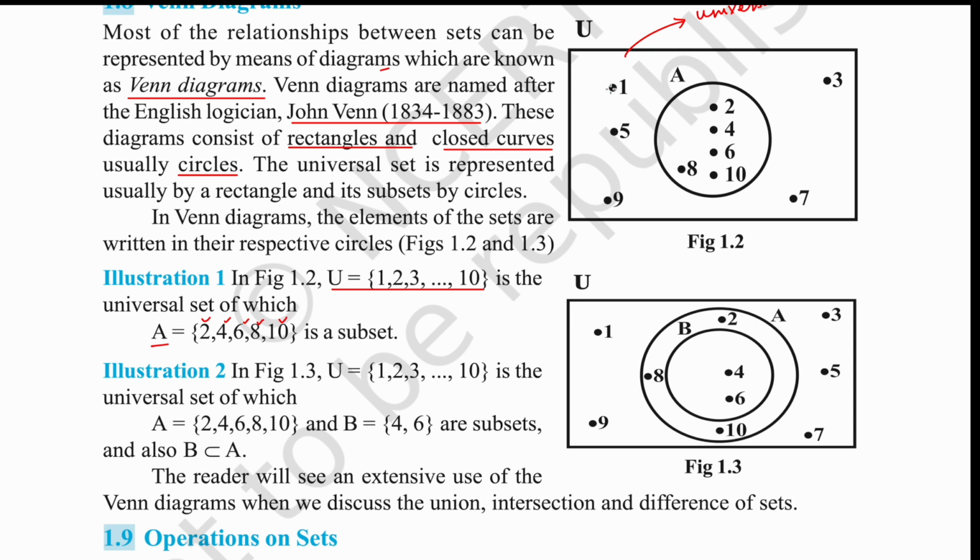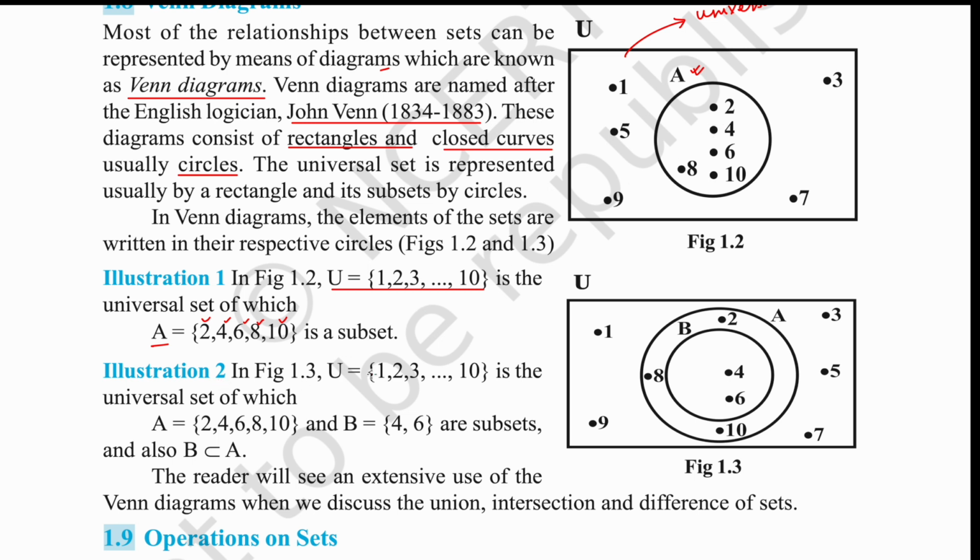Now, if you see closely, this set A is nothing but a subset of this universal set. So what we do is, we represent this universal set, write all the elements inside it, and then in the set A, we include the elements which are there in set A. Here you'll see some of the elements of the universal set belong to set A, and some elements are outside this set. So this is how we represent it. We represent the universal set by a rectangular box, and we represent the set, which is a subset of the universal set, through a closed curve or preferably a circle.